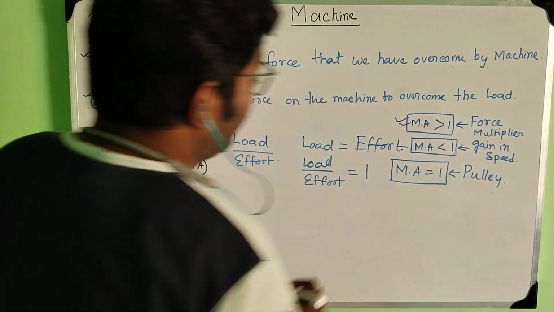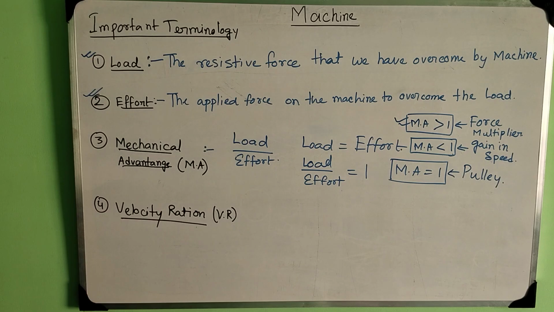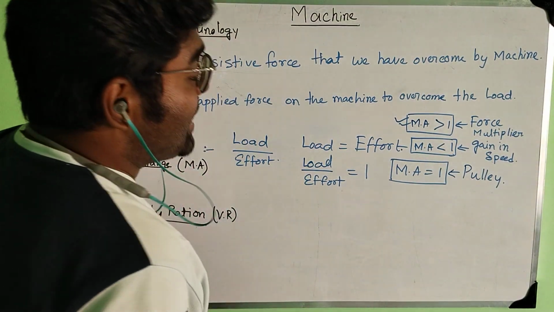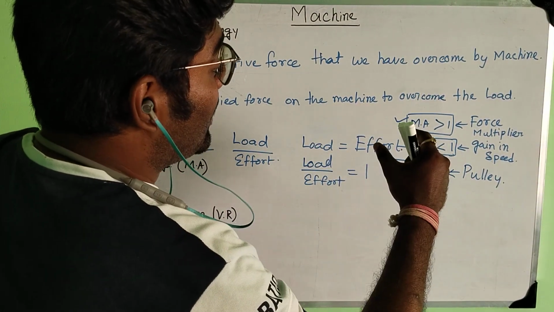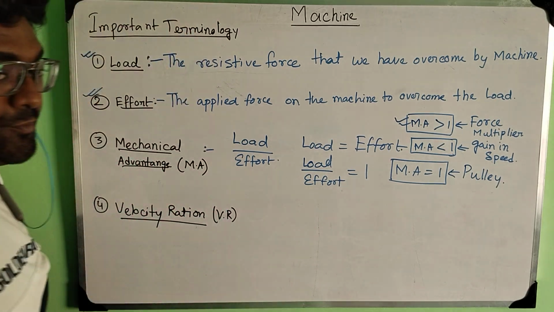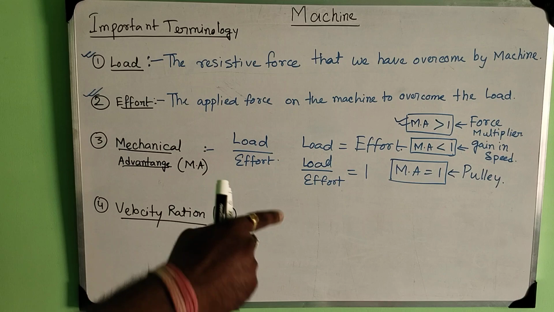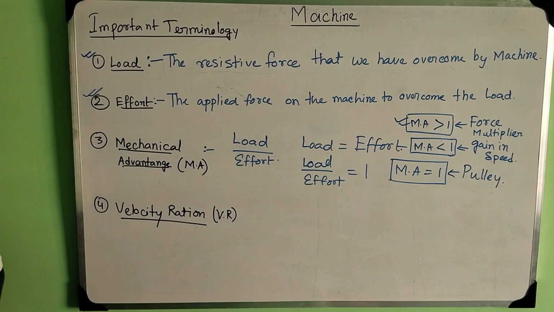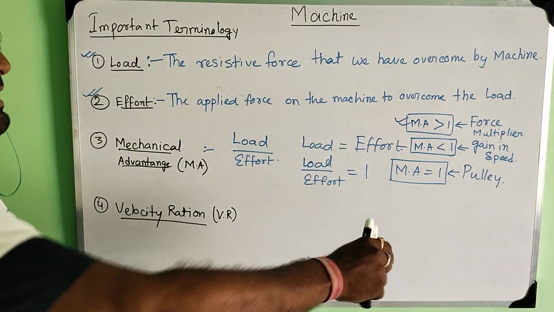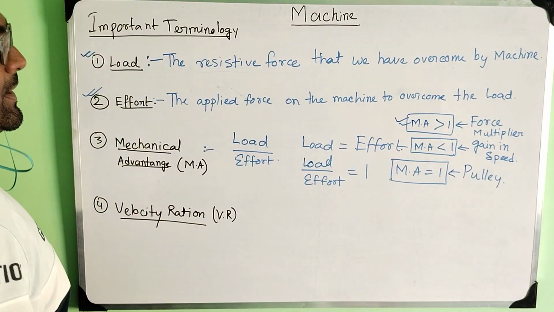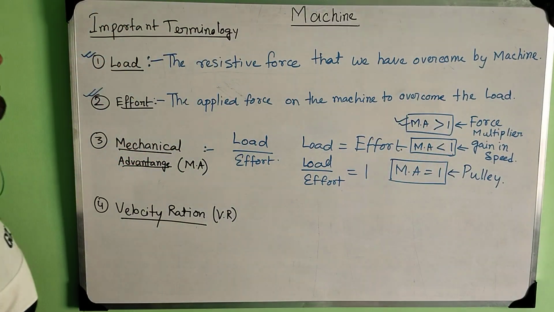Mechanical advantage is the ratio of load by effort. The value of the mechanical advantage will determine which type of performance or which type of work the machine will do. These are the functions of machines. If mechanical advantage is greater than 1, then those machines will act as a force multiplier, and their function will be to gain effort.